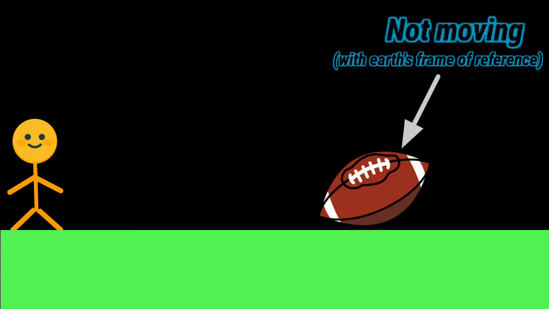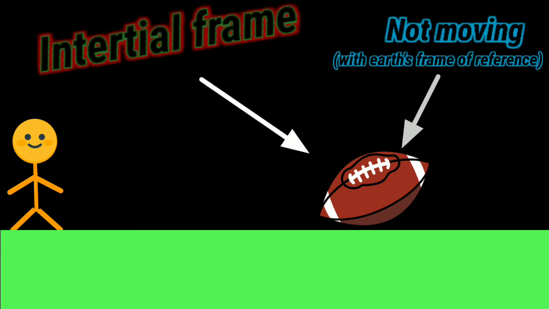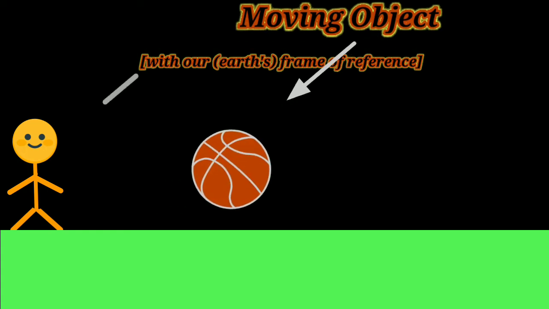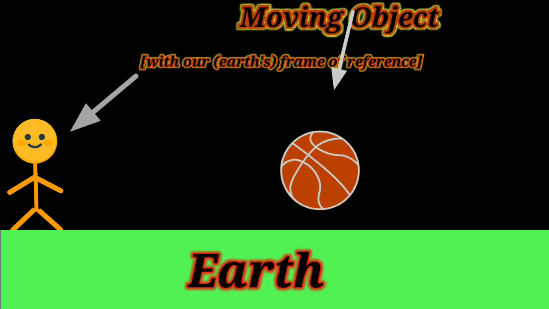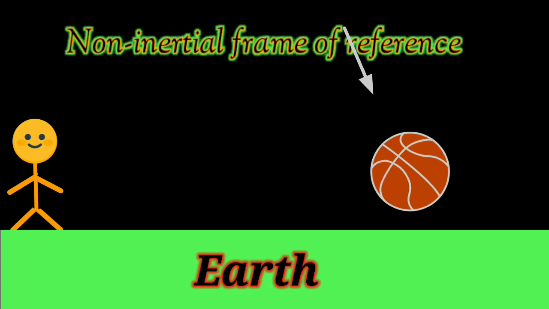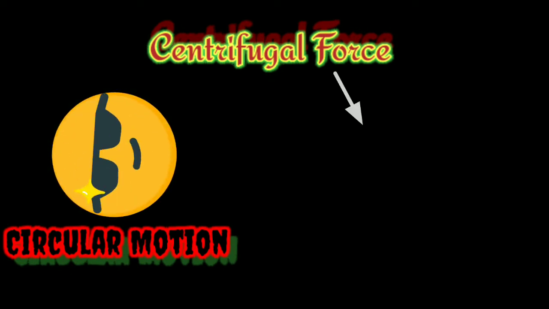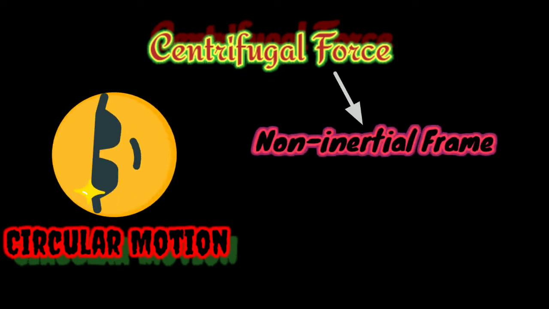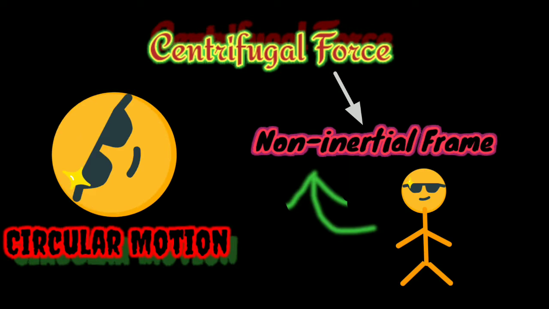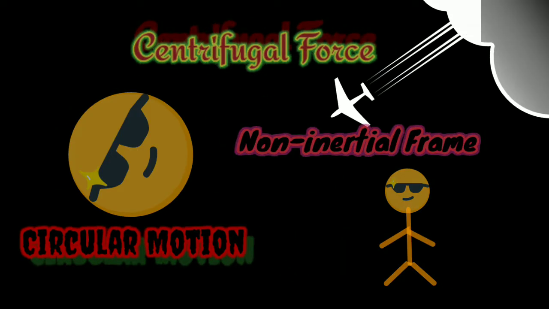For example, when we are standing on the ground and watch any object which is not moving, we can see for sure that the object is in the inertial frame. As opposed to this, anything which is moving with our frame of reference, that is, with respect to the Earth, is called a non-inertial frame of reference. Back to our centrifugal force, it acts in circular motion, and since it takes place only in non-inertial frames, you'd only see that force when you are in that non-inertial frame that is moving in the circular motion. Let's understand this with an example.